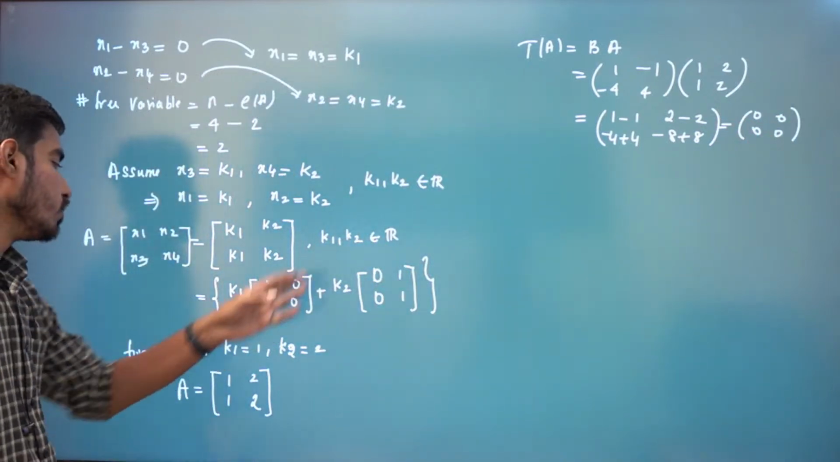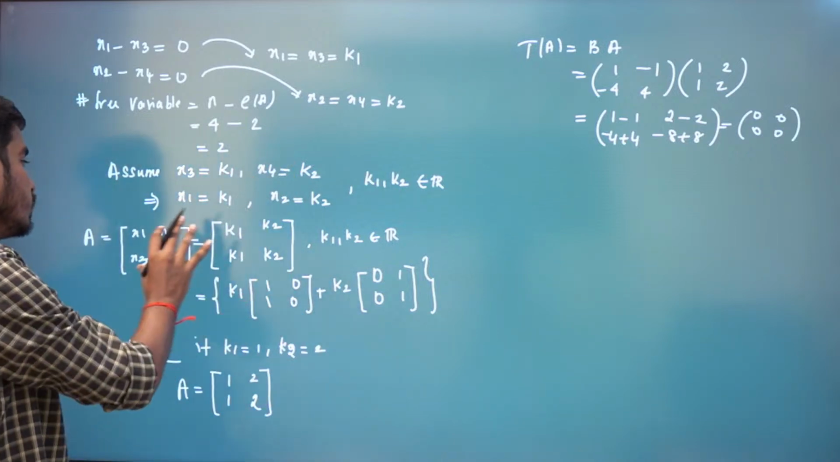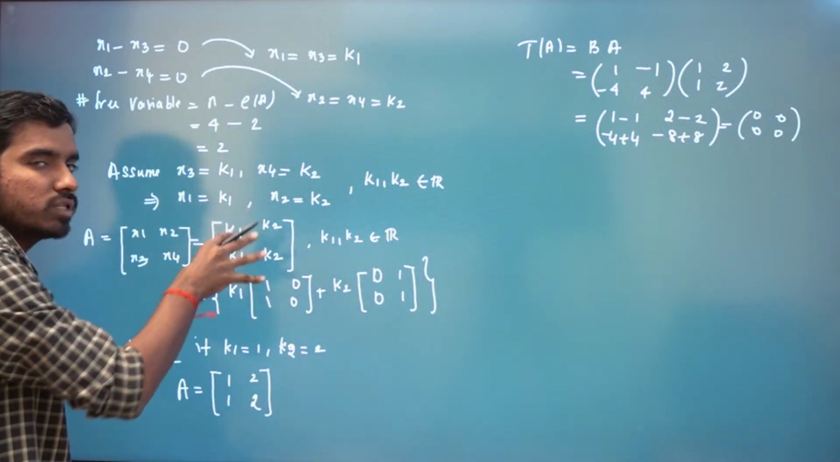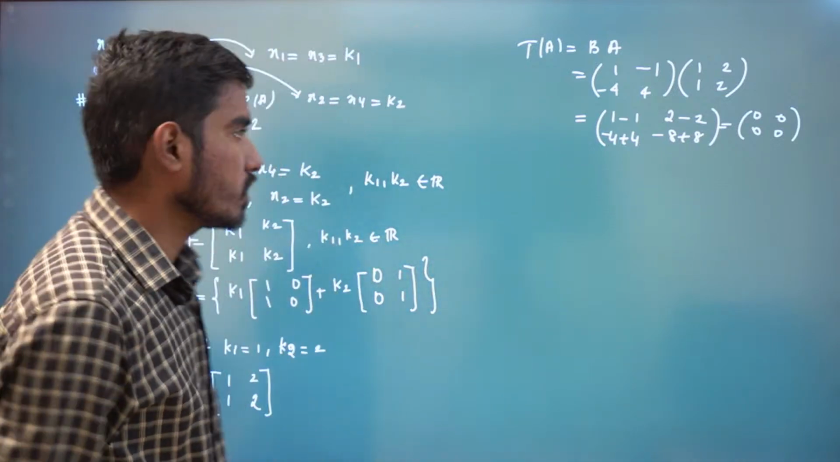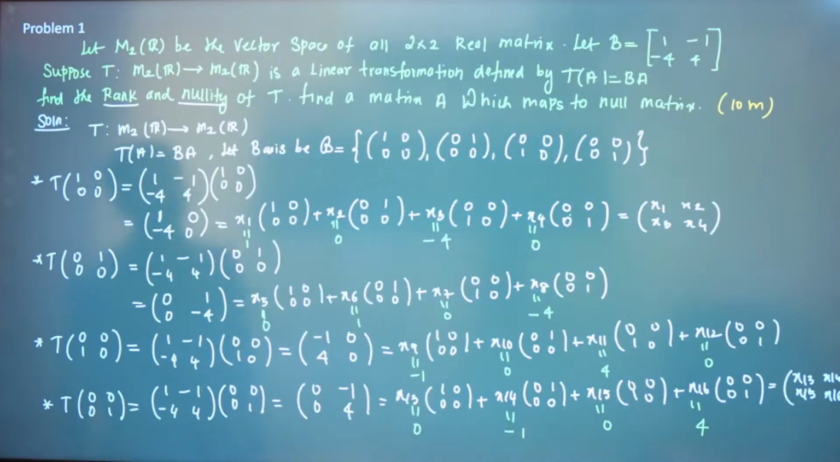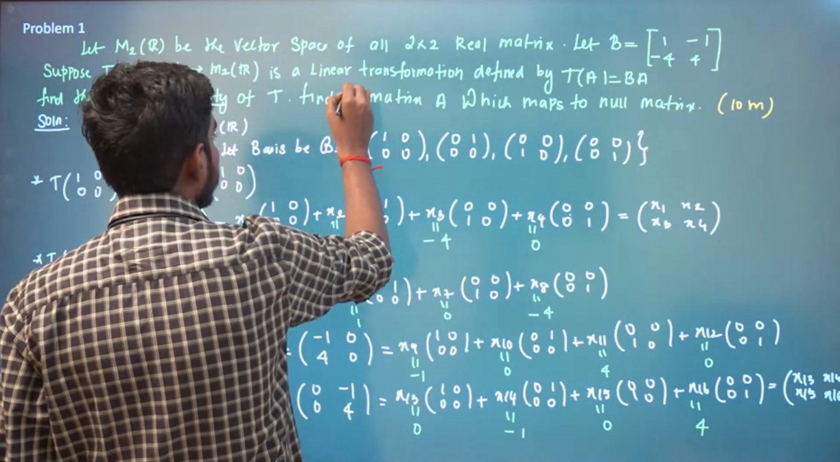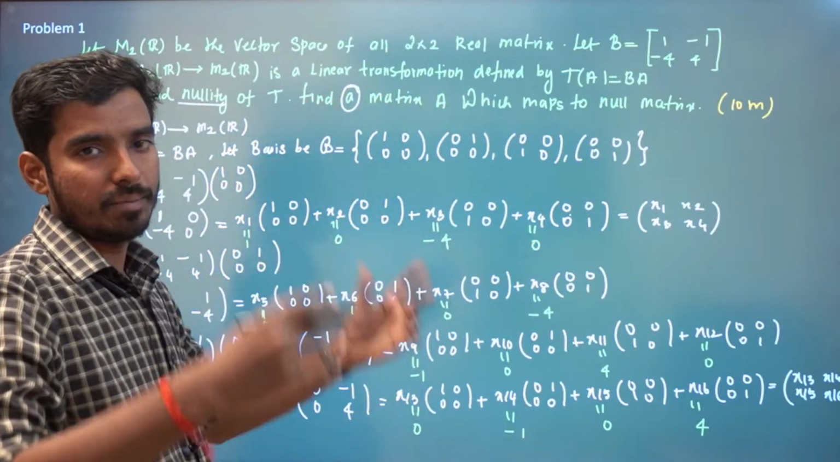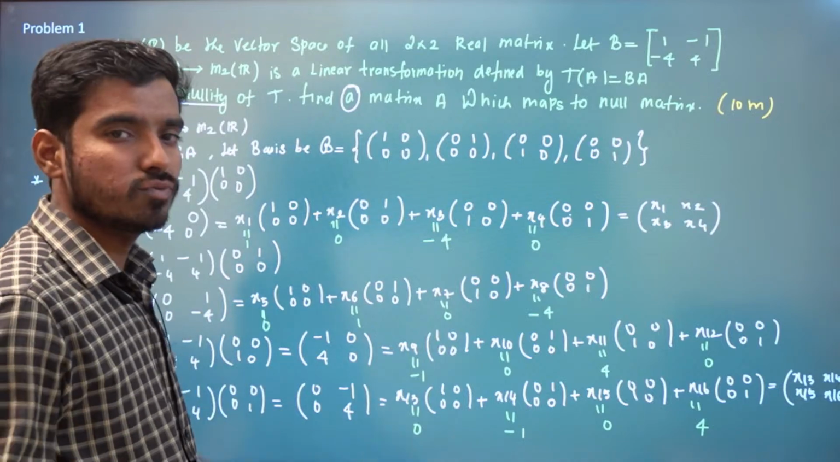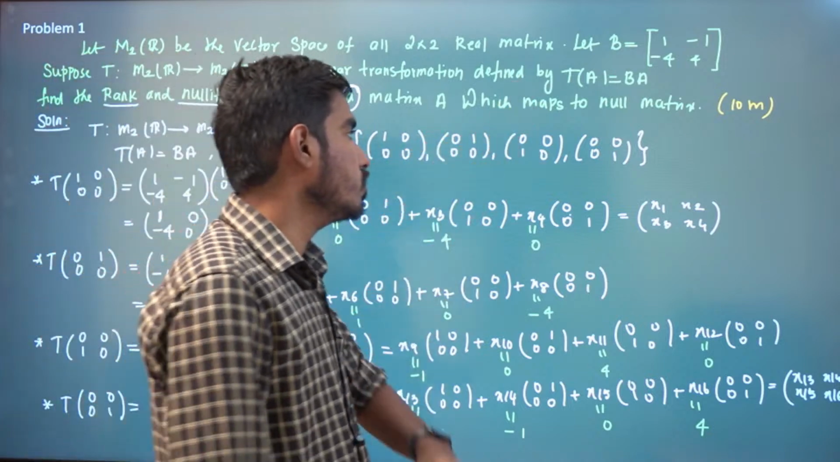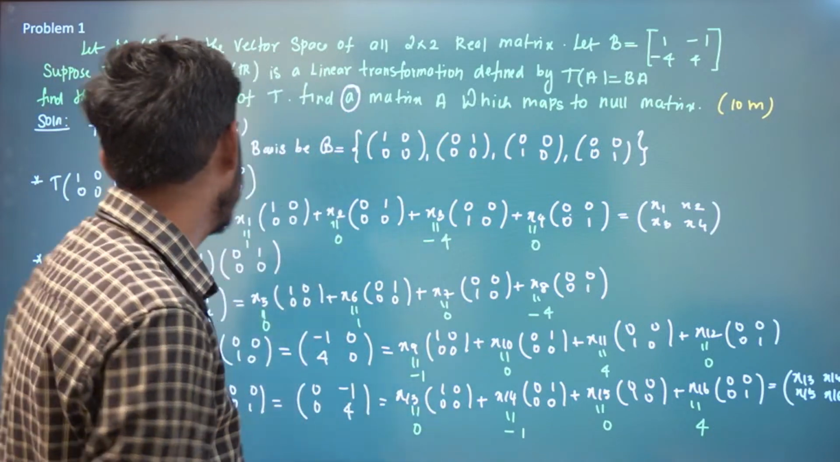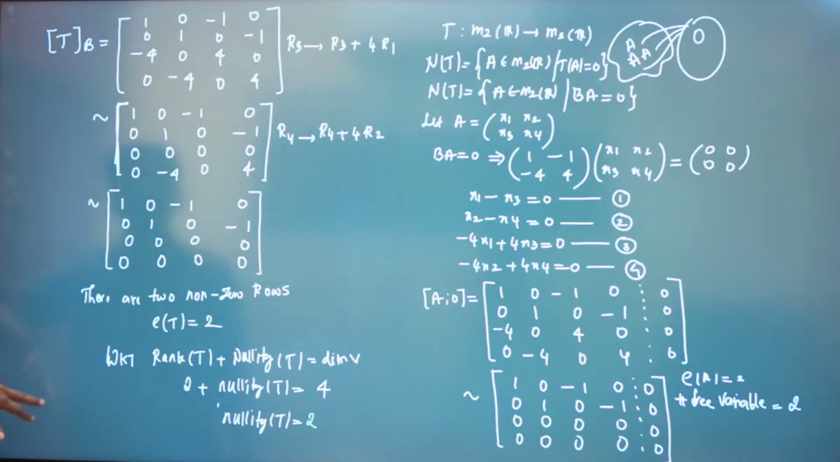You can take any k1 k2, right? So if your A is of this form, then all those matrices of this form will map to 0 vector, right? That is what they are asking. Find a matrix A. They are asking only one matrix, but we have found infinitely many matrices. If you want to find one matrix, you just put some values for k1 k2. Find a matrix A which maps to a null matrix. Okay, so we'll move on to the next problem.